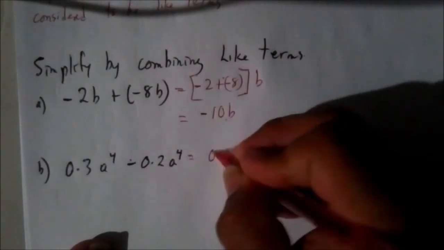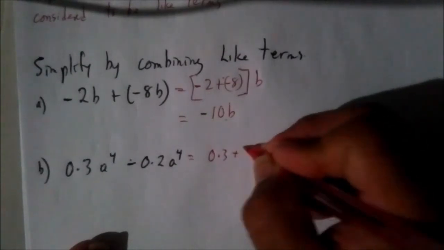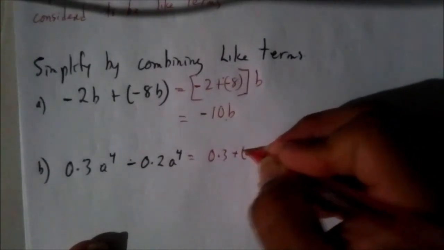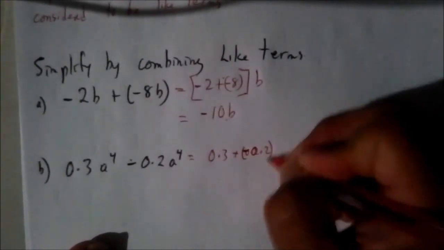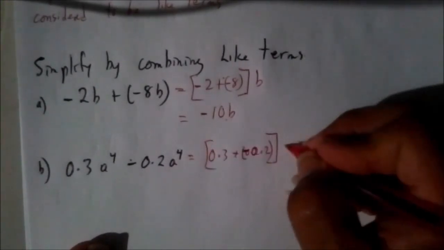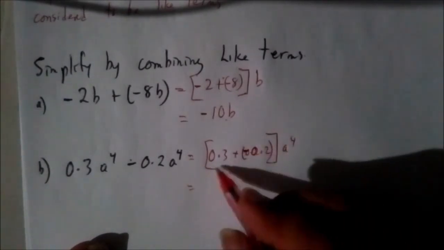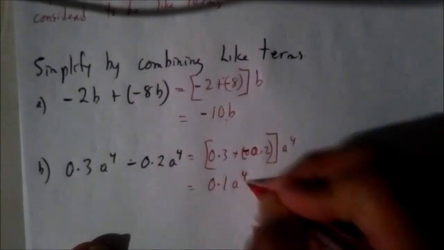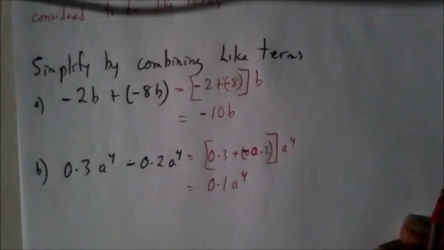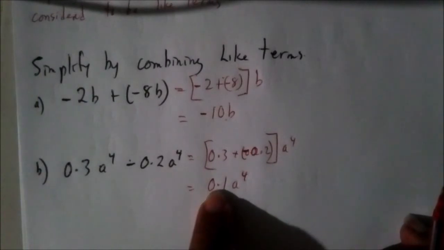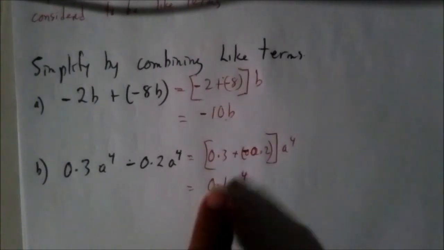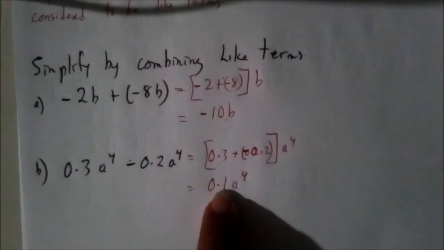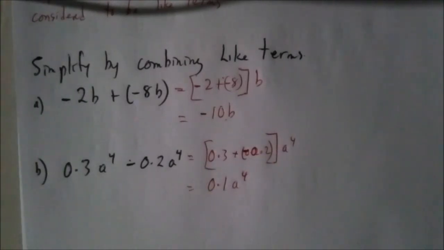So we put here negative 0.3 plus negative 0.2, close bracket, and we put here a to the fourth power. 0.3 plus a negative 0.2 will give me 0.1 a to the fourth power. Now, should I leave out that 0.1 just as in when we have a 1a? No, you cannot leave out this 0.1. This is very important. This is telling you it is only a fraction of that value. It is only a decimal of that value. Okay, so let's bring out our next example.